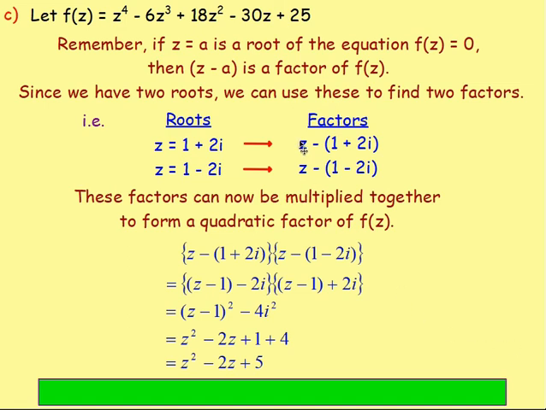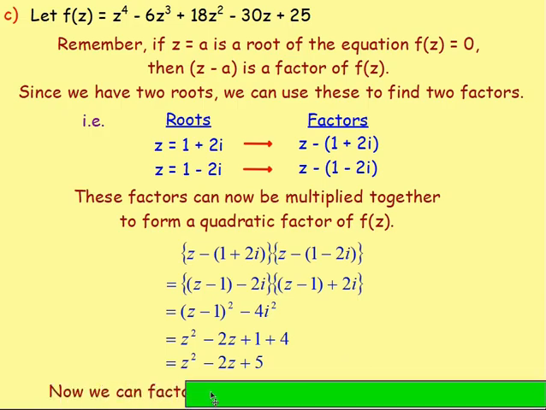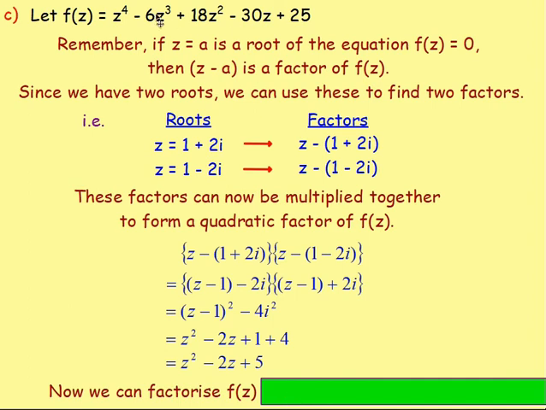So we've taken both of those factors, multiplied them together, and now have this quadratic factor. What we can do next is take this z to the power of 4 take away 6z cubed and so on, and write it as, in brackets, z squared take away 2z plus 5 times something else. But how would we find that other bracket? We would have to factorise, and to factorise, we have to divide the z to the power of 4 take away 6z cubed and so on by the z squared take away 2z plus 5.